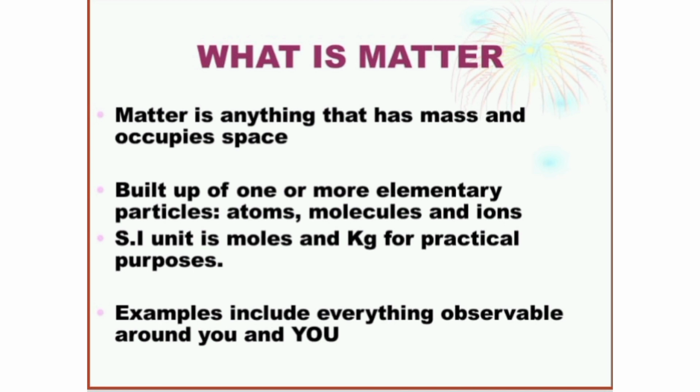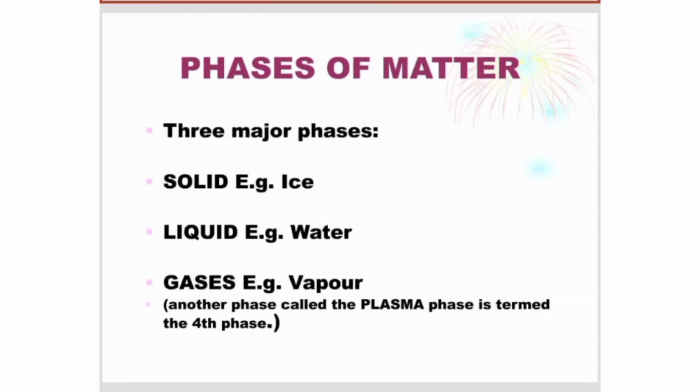And then matter also finds a location. It's also placed in a direction and is also found in a particular position. And there we talk about space. It occupies space. So when we give example of what matter is, we talk about everything we observe around us. Even you, yourself, you are made up of matter. So next we'll be looking at the phases of matter.